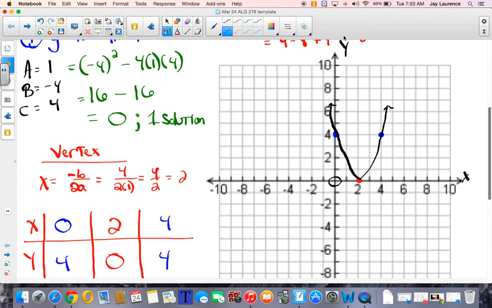So let's see what we did. We found the discriminant, just like always. When we found out there's only one solution, we didn't even use the whole quadratic formula. We went right for the vertex, because the vertex is the one solution. It is the x-intercept. Then I used a table to help me get the other points.